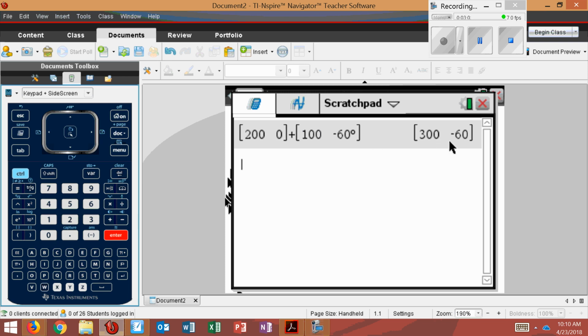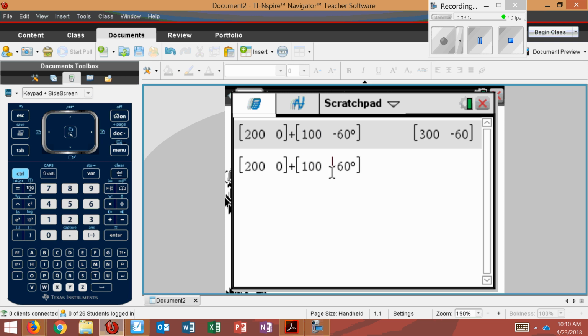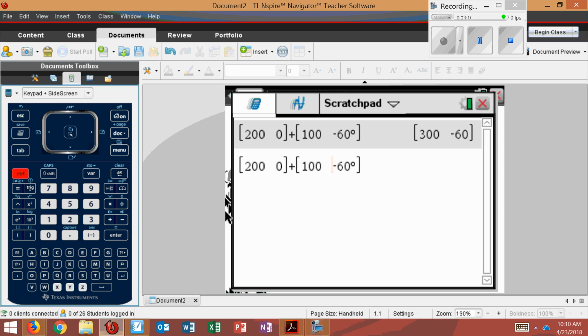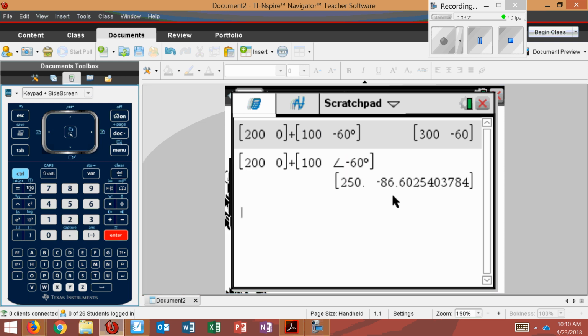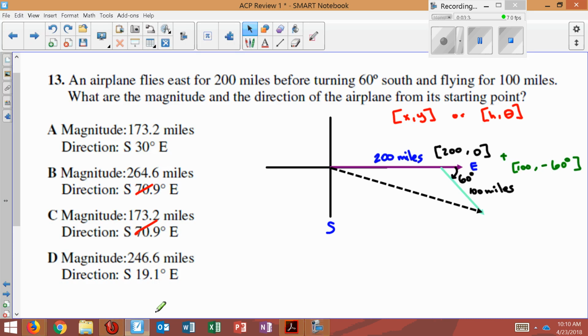And this is giving me an x and a y. So it'd be 300 to the right and 60 down. No, wait, I messed up here. It's very important: whenever you put an h and angle in the calculator, you have to press control and book here. You have to tell the calculator this is an angle. So hit angle here. Now let's try this again. There we go. So now it turned out that we went 250 miles to the right and negative 86.6 miles downward. That would be the x and y value here. That's what I just found. This would be an x and y, 250, comma, negative 86.6.